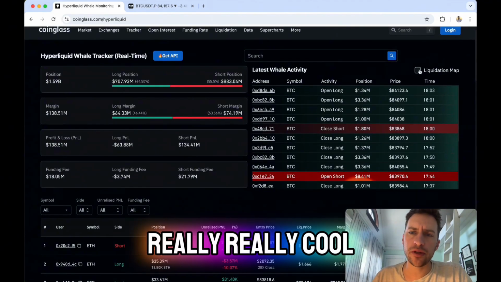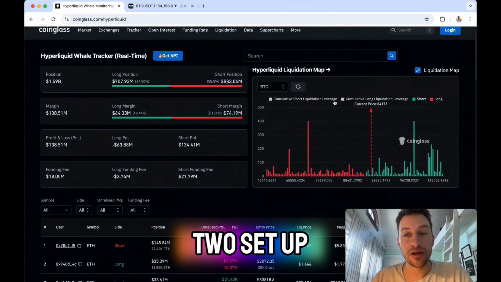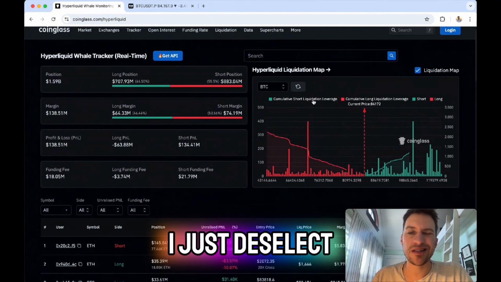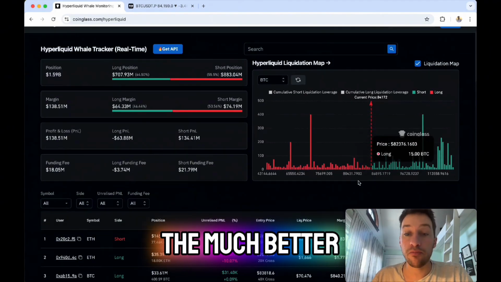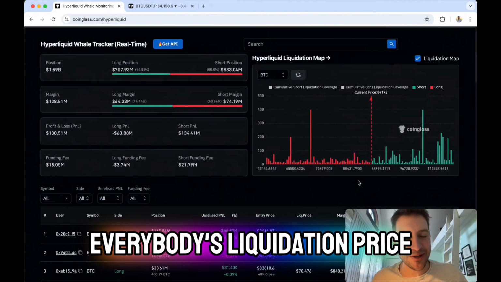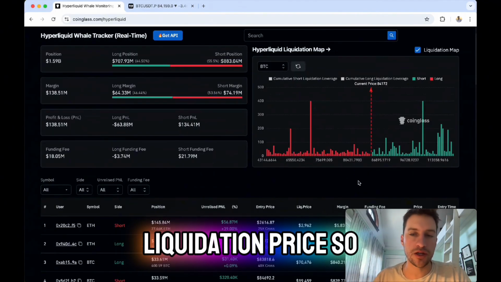So this is really, really cool. I'm going to show you guys how I set this up. I really don't like having these two set up, so what I always do is I just deselect these two guys. I just think you're going to get a better view. Now here with the much better view, we can see everybody's liquidation price on Hyperliquid. Every large trader's liquidation price.